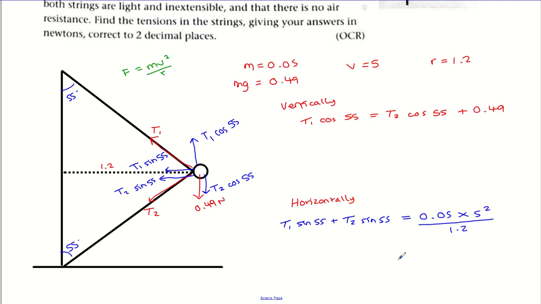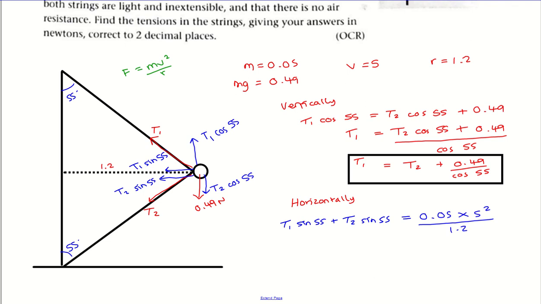Right, so I've got two equations with two unknowns, T1 and T2. Easiest way to sort that out is to make either T1 or T2 the subject and then dump it into the other one. So what I'm going to do up here, I'll make T1 the subject. It's not going to look particularly pretty: T2 cos 55 plus 0.49, all divided by cos 55. You could tidy that up a bit by cancelling through cos 55. So maybe it's a bit neater if we say that that's just T2 on its own plus 0.49 over cos 55. So maybe that's a bit tidier for substituting in.